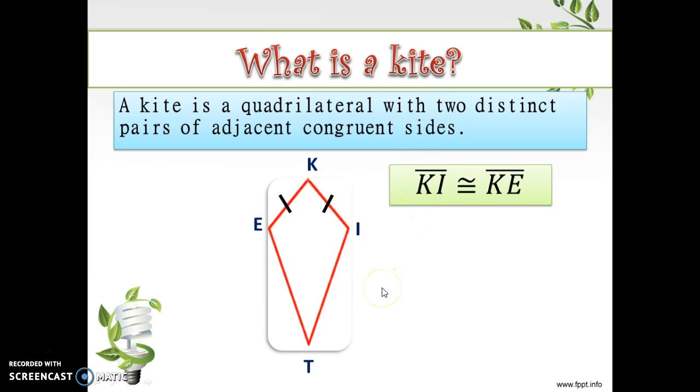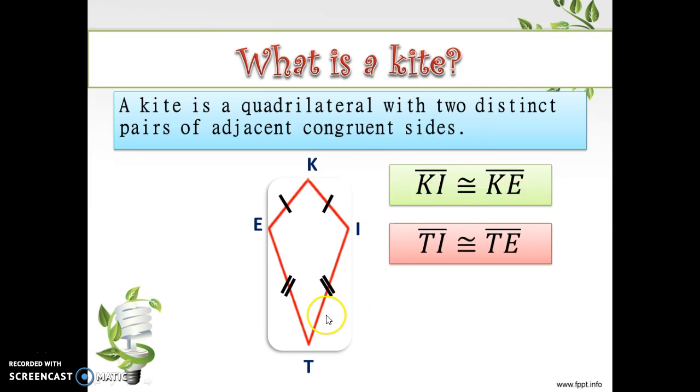And the second pair would be this and this. So we say line segment TI is congruent to line segment TE. And we now have two pairs, so therefore it is a kite. Let's move on to its properties.